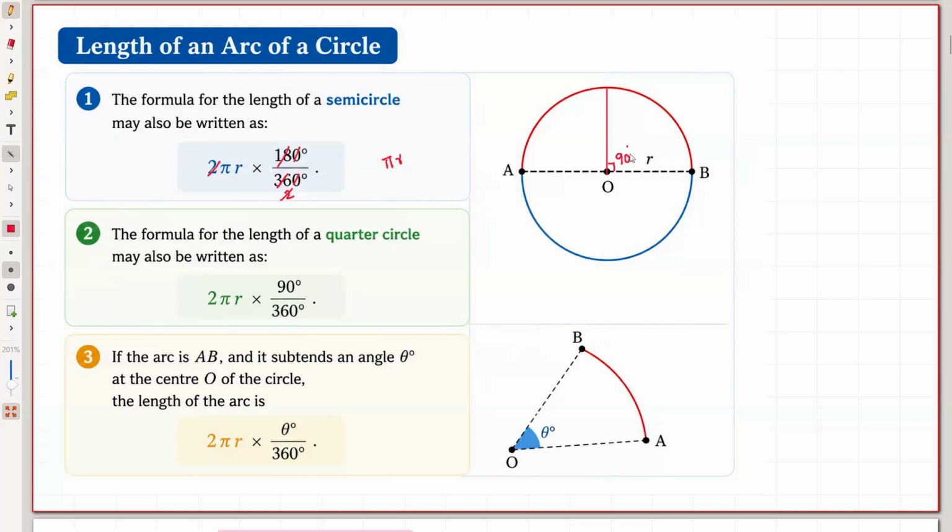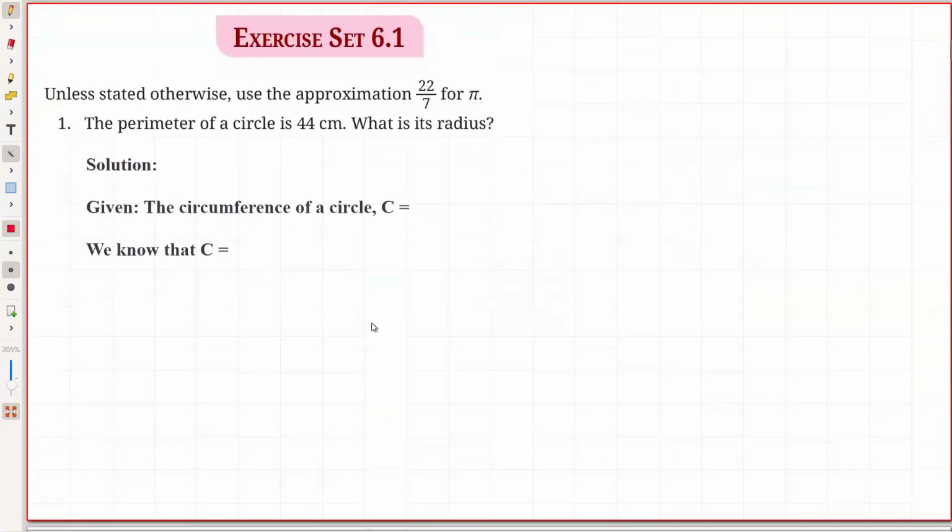If the angle is not 180 degree or 90 degree, we will go with the formula 2 pi r into theta by 360. Theta can be any angle, 60 degree, 70 degree, 80 degree. In that case, we will use this formula. Now, length of an arc: if you want to find the length of an arc, the formula is 2 pi r into theta by 360.